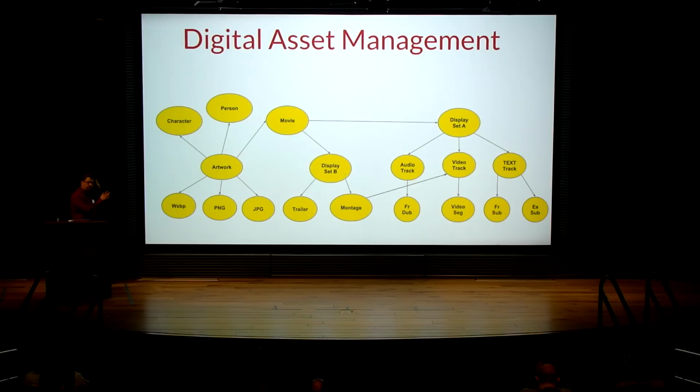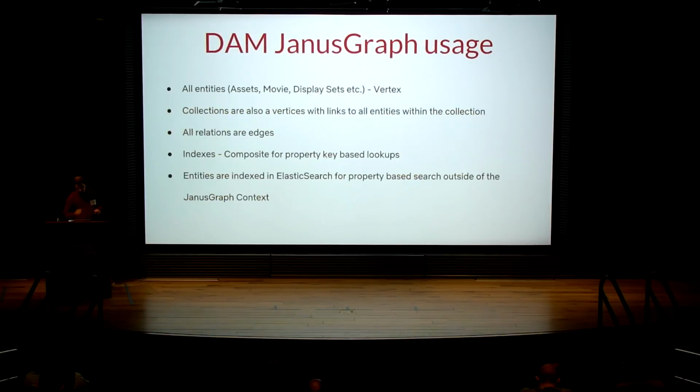So if you start thinking about this use case, all this can be modeled with a graph, in a graph framework, in the graph database. In more detail, in DAM, which is the digital asset management, effectively all entities are vertices. We have collections, which are also vertices. And the relationships are the edges in the graph framework. Indexes can have composite indexes for property key-based lookups. And we also want to search DAM externally by doing text searching, and that's why we do that using Elasticsearch, outside of the JanusGraph context.